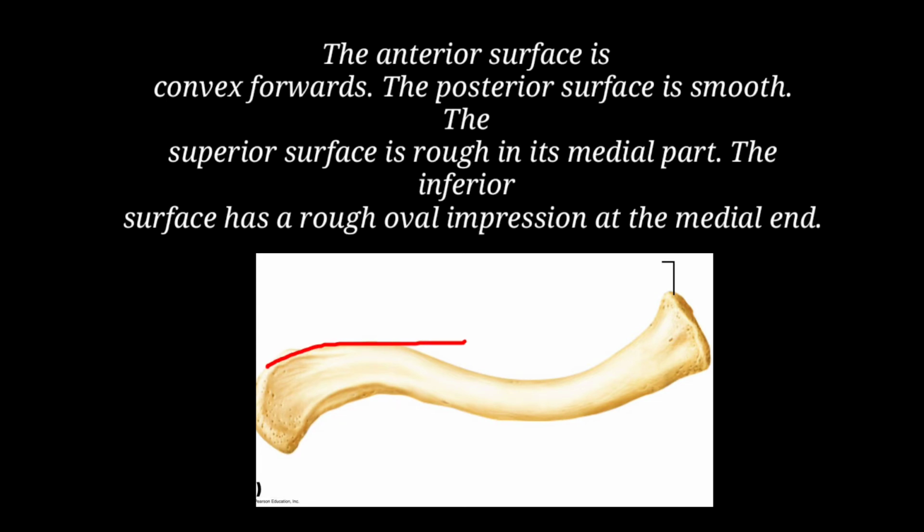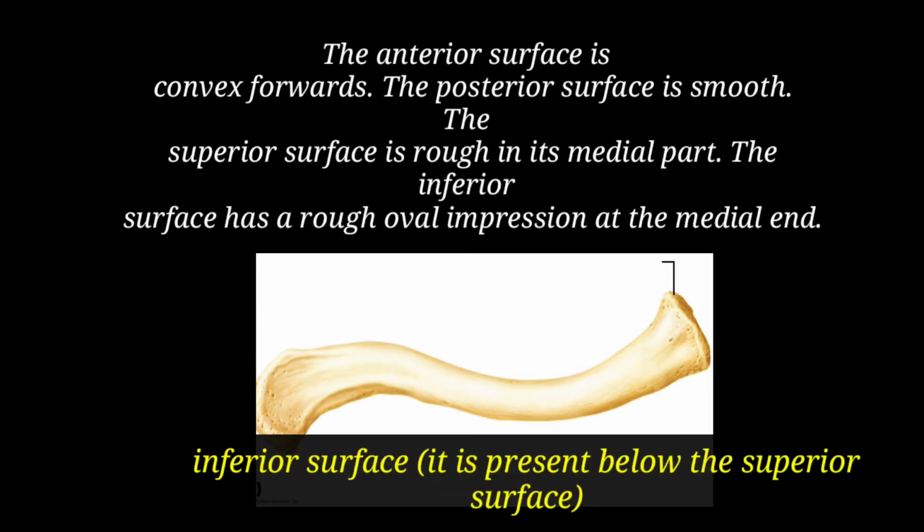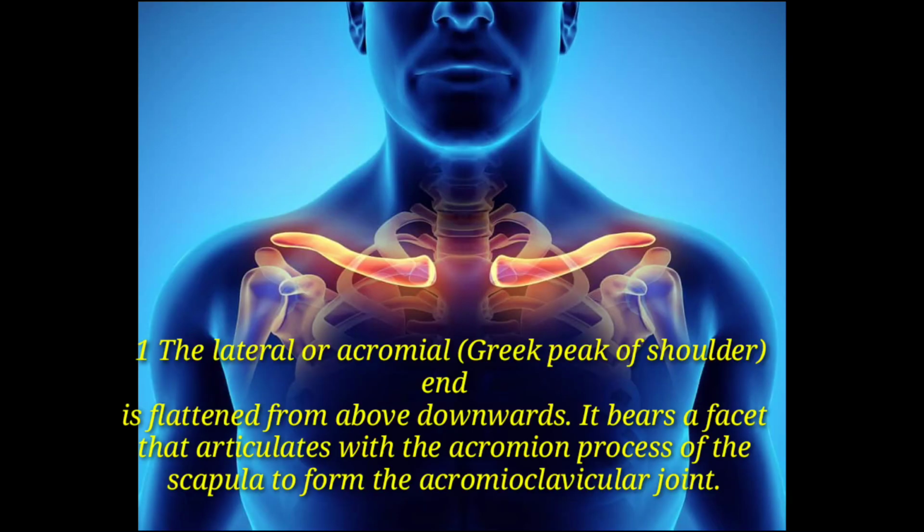Anterior surface is convex forward and posterior surface is smooth. The superior surface is rough in its medial part and the inferior surface has a rough oval impression at the medial end. Next we are discussing about the ends.